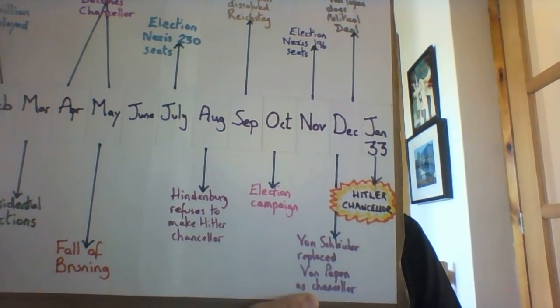Von Schleicher goes to Hindenburg and says, look, if you stick with your old friend von Papen, Germany's going to tumble into civil war. We cannot have that. Therefore, you must get rid of von Papen. Hindenburg reluctantly agreed, but he still says no to Hitler.